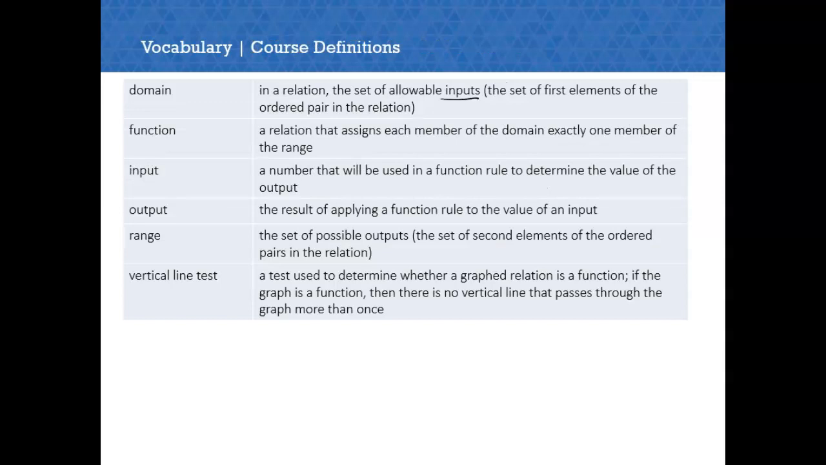Domain are the inputs, the range are the outputs, so x and y. And a function is a relationship where each member of the domain has exactly one member of the range. So for every x, there is only one y.